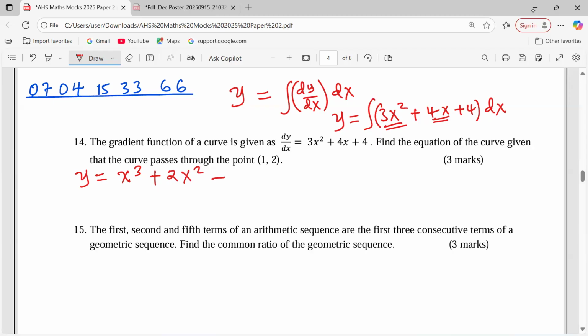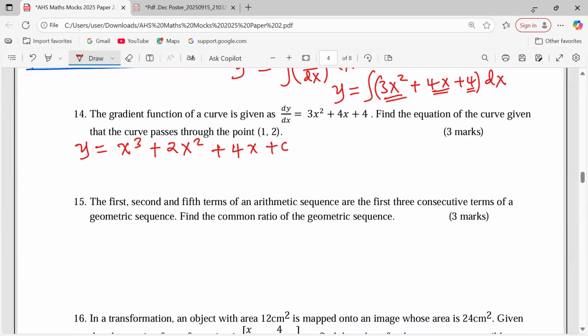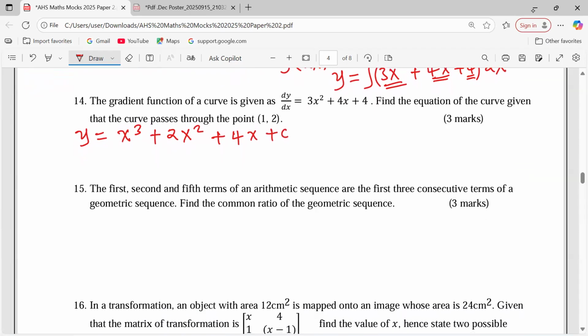Then plus 4 has no x, meaning that x is to power 0 at that point. So now to integrate x power 0, power 1 is introduced. And we can also talk about the arbitrary constant of integration that disappears during differentiation. We reintroduce it. So this is the general equation for the particular curve.